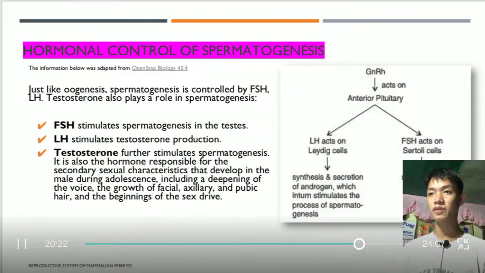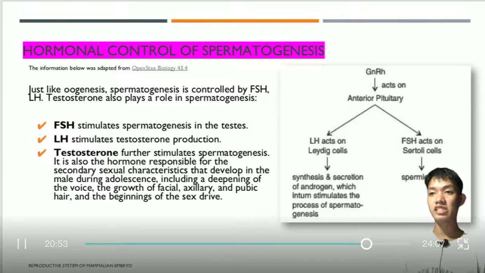And hormonal control of spermatogenesis. Just like oogenesis, spermatogenesis is controlled by FSH and LH. Testosterone also plays a role in spermatogenesis. First, FSH stimulates spermatogenesis in the testes. LH stimulates testosterone production. And then lastly, testosterone further stimulates spermatogenesis. It is also the hormone responsible for the secondary sexual characteristics that develop in the male during adolescence, including deepening of the voice, the growth of facial, axillary, and pubic hair, and the beginnings of the sex drive.